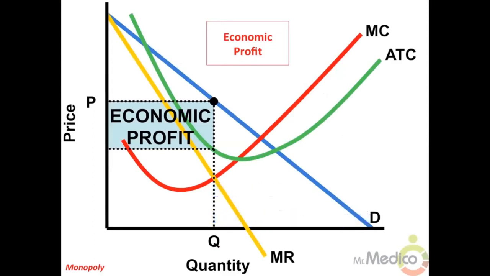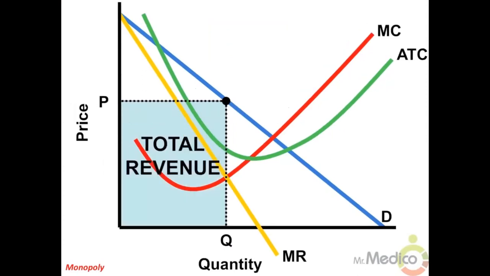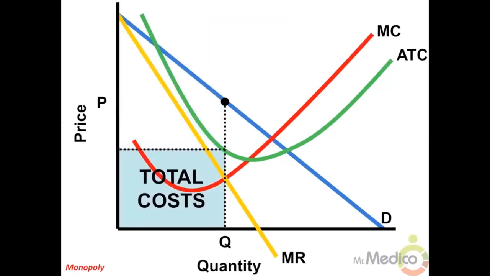Demand is downward sloping for the monopolist since it represents the entire industry's demand. The marginal revenue curve is also downward sloping, but that sits below the demand curve. The monopolist will produce in the elastic region of its demand curve. In this region, marginal revenue is greater than zero. This graph shows the area of economic profit. This next graph shows the area of total revenue at the profit maximizing level of output. And in this graph, we see the area of total economic costs.